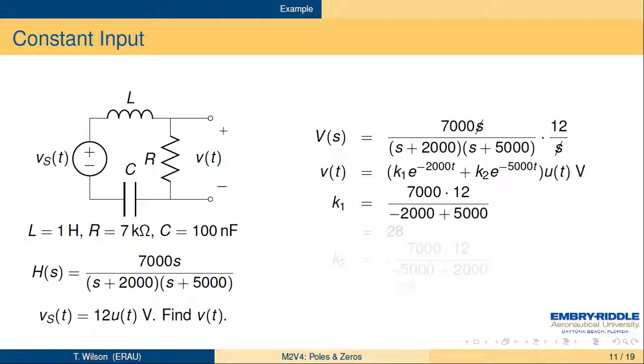And so k1 is 7,000. We cover up the s plus 2,000 term and plug in s equals minus 2,000, and that's 28. And we do the same thing for the minus 5,000 term, so its amplitude is minus 28. And again, we have a voltage that's equal to 0 at t equals 0. But then the two exponentials add up, so you get some waveform over the duration, and then they both go to 0 as t goes to infinity.